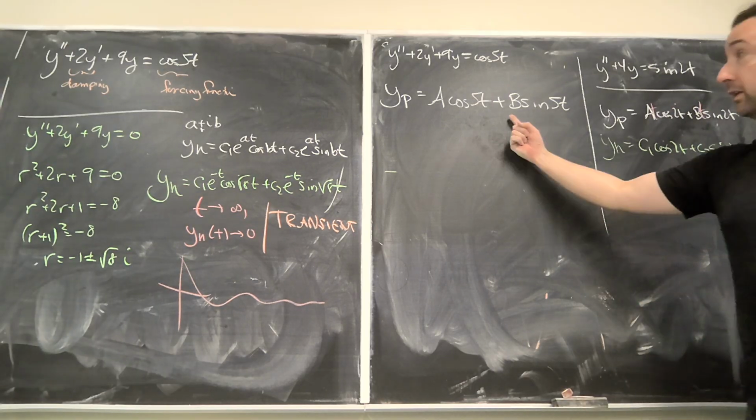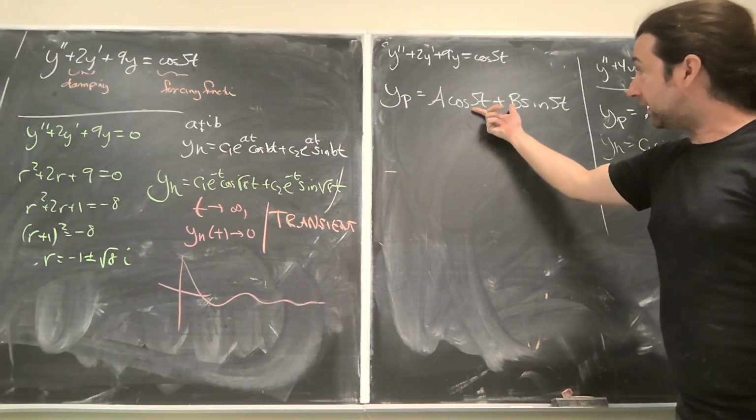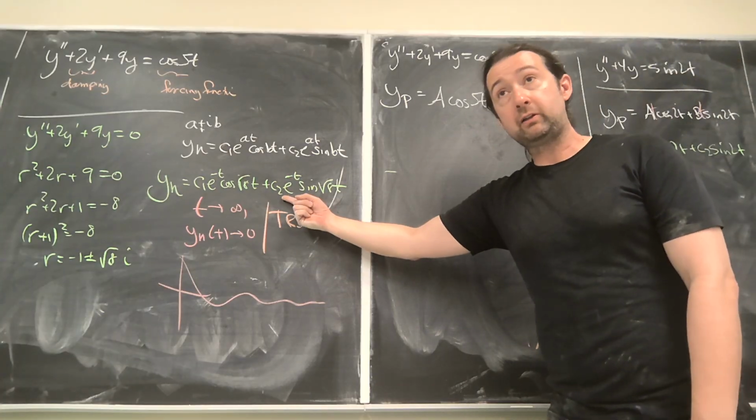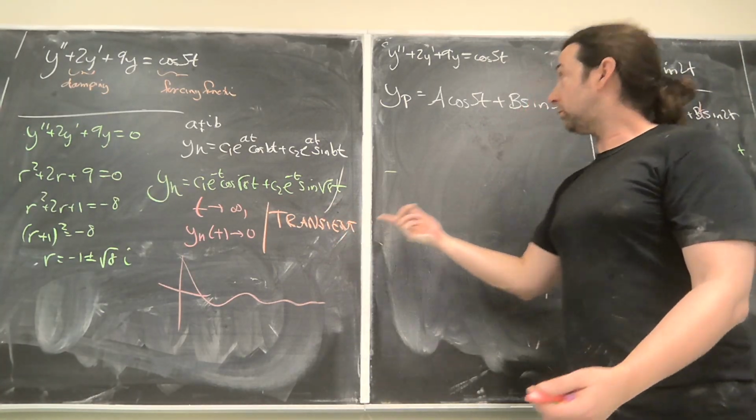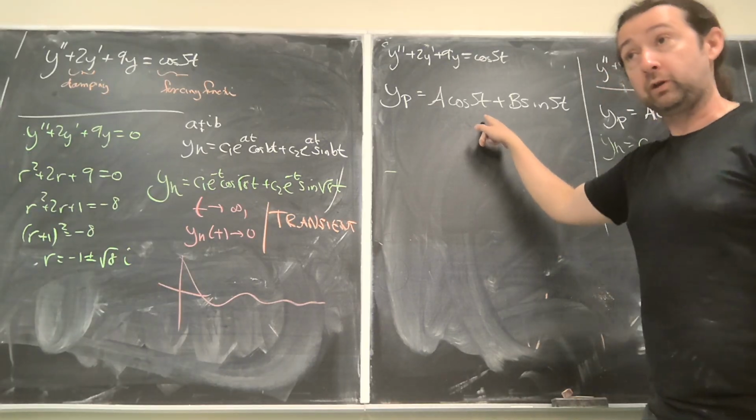So I'm not going to modify here, because when I compare what I want my guess to be to the things that get automatically turned into 0, I'm cool. I don't need to worry about this getting turned into 0. This is going to work.